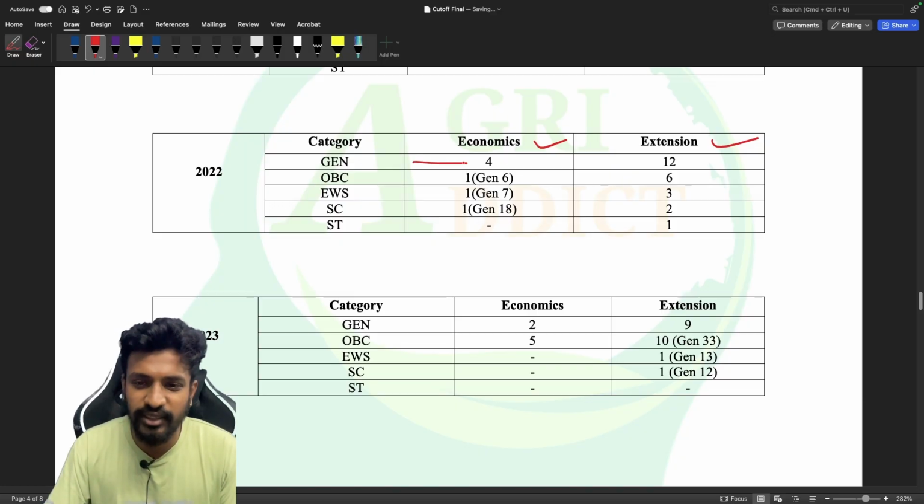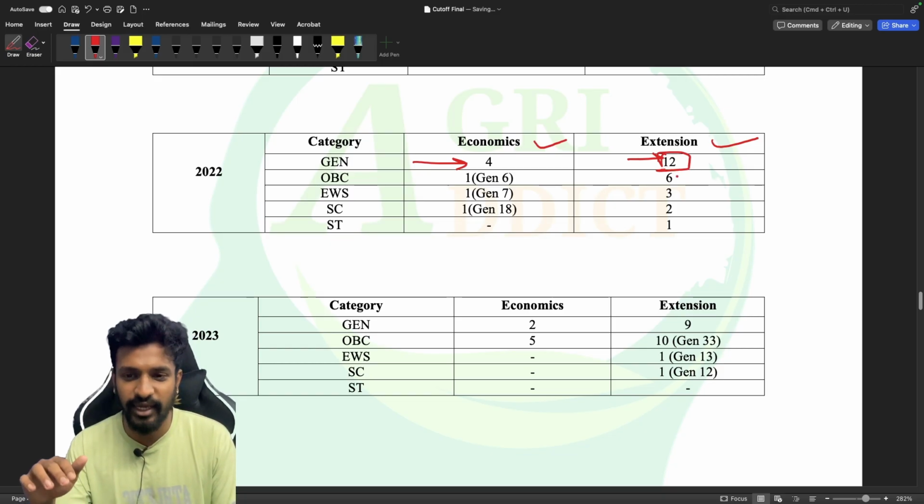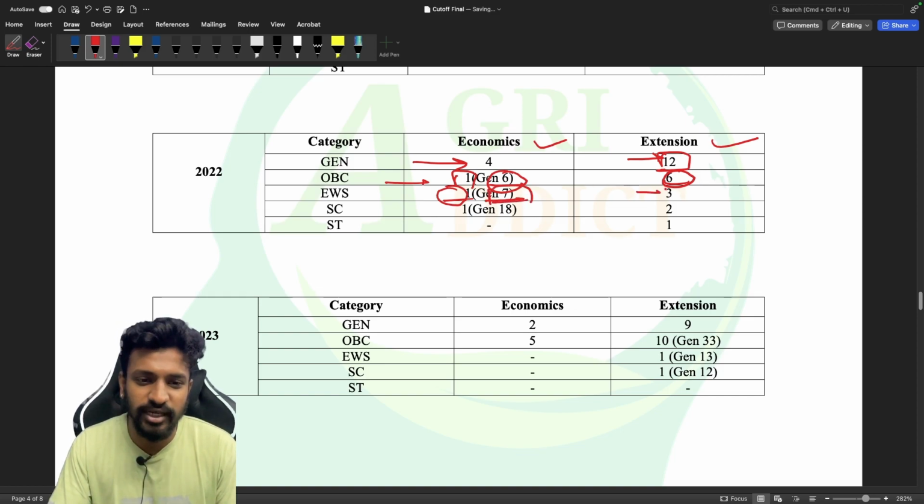So for general it is 4 and for extension it is 12. This is the cutoff, the last general rank who got the seat at IARI. And for OBC, OBC rank 1 and general rank 6, and OBC rank 6 got the seat in case of extension. And EWS 1 and general rank 7. And for extension, it was 3.